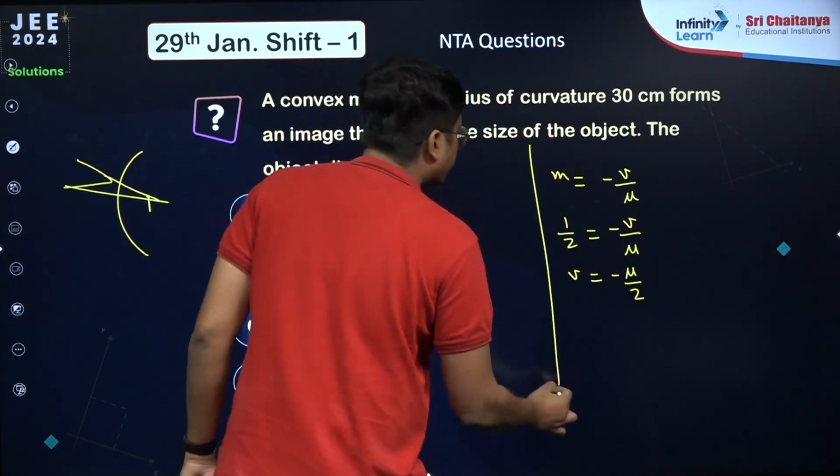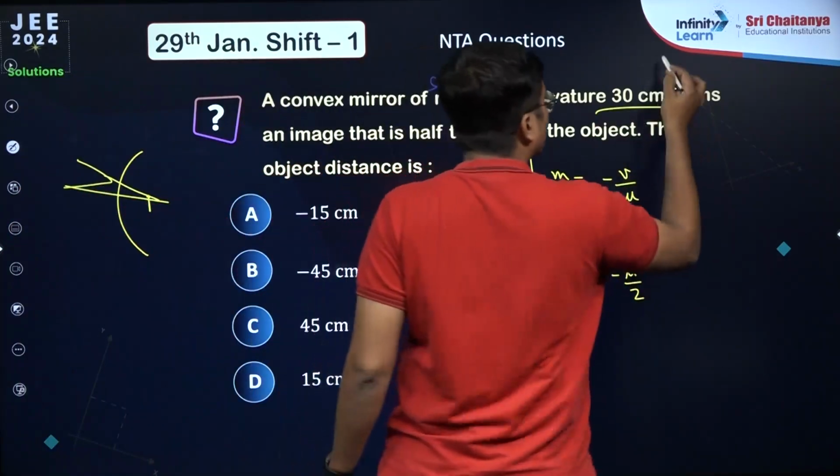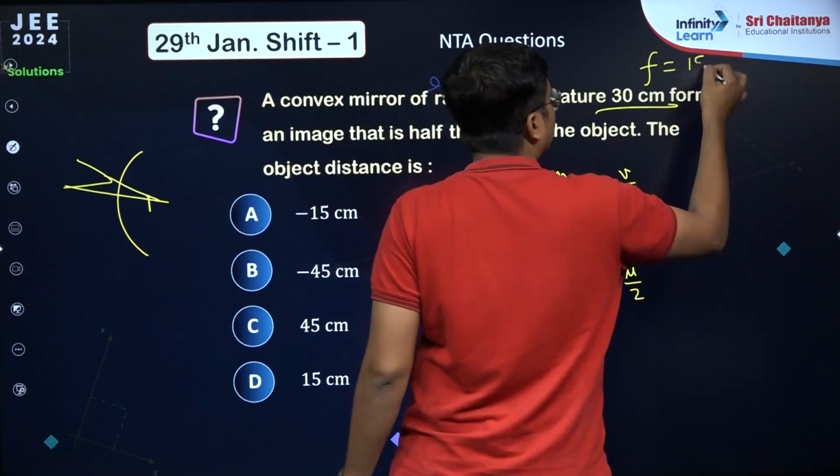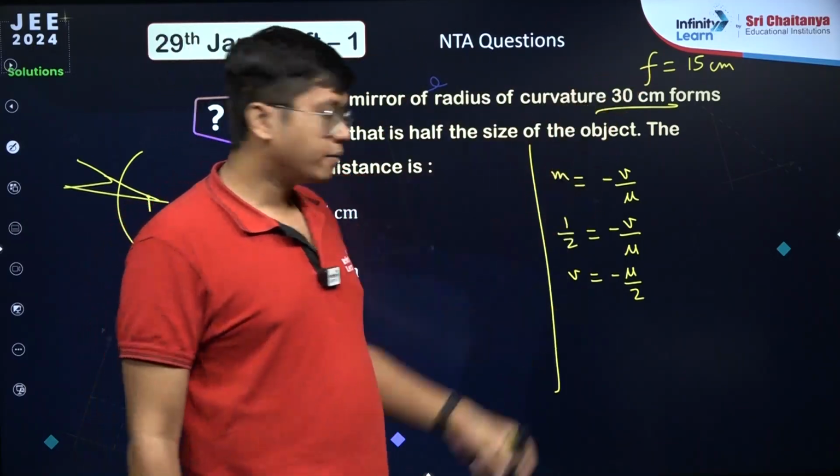Let's hold it there. The radius of curvature is given as 30 centimeter, which means the focal length is 15 centimeter, and it's a convex mirror, so it's a positive focal length.